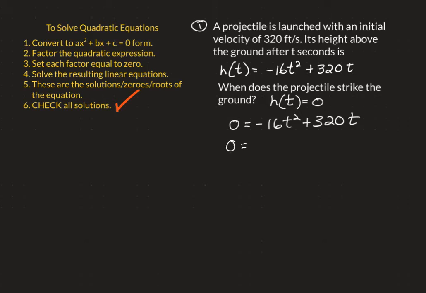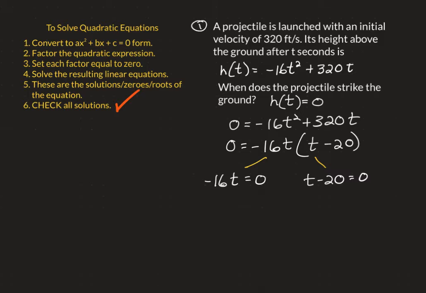Let's remove the greatest common factor of negative 16t. That leaves us with t minus 20. Now I take each of my factors and set them equal to 0. The justification for doing that is if negative 16t equals 0, it doesn't matter what t minus 20 is. I'm multiplying by 0, so I'm going to get 0.